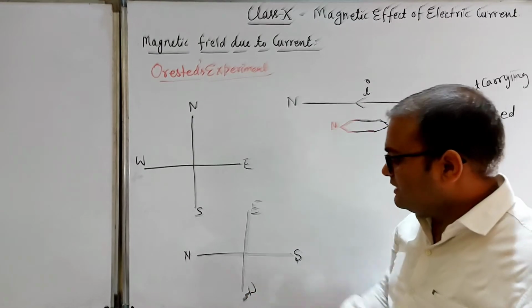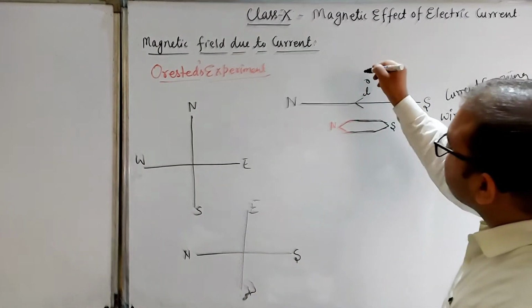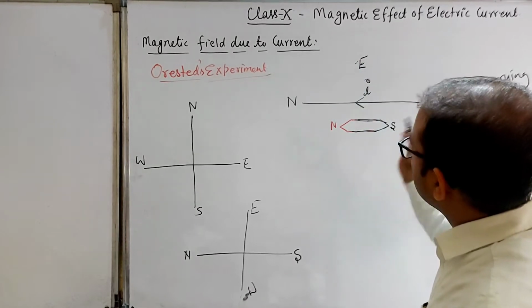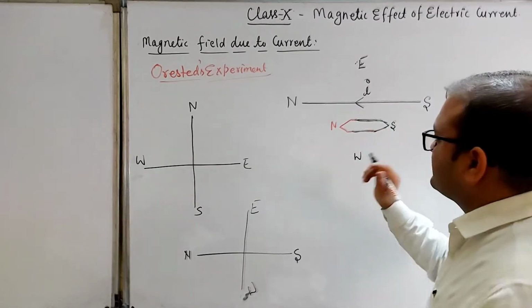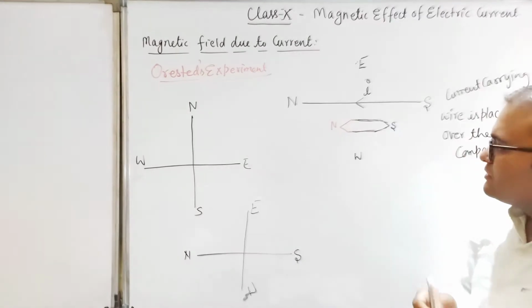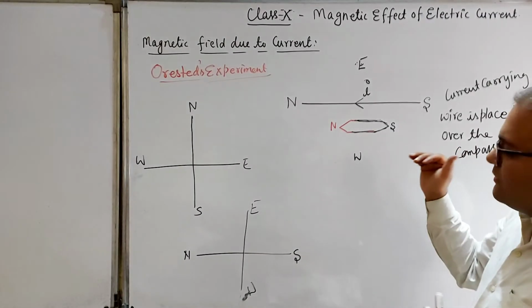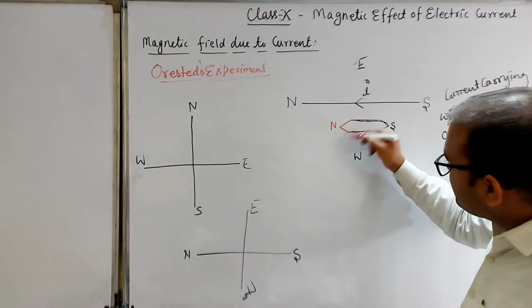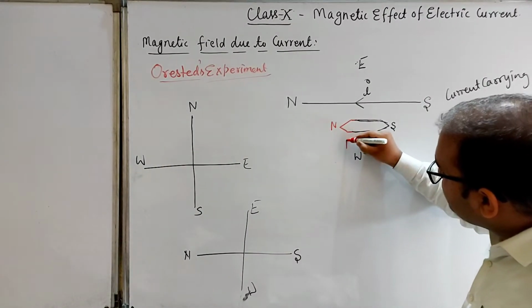So here I can say that in the above direction it is east, and in the below direction it is west. So what happens actually is that if the current is from south to north, then this compass needle gets deflected.